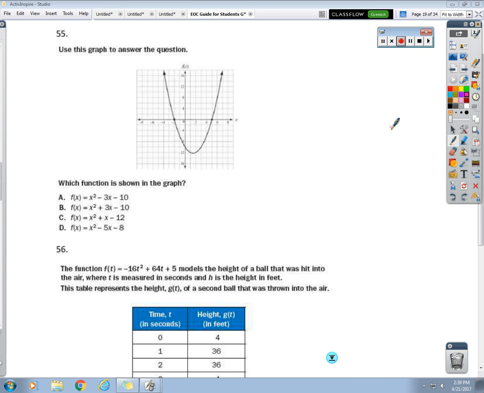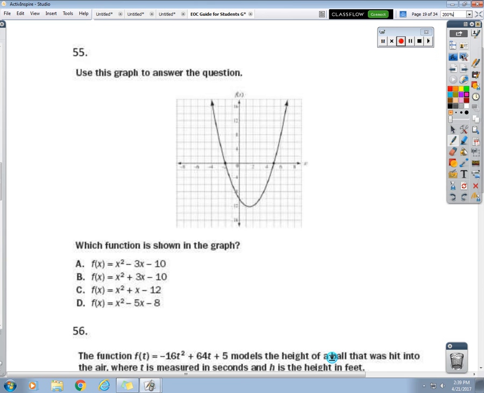Okay, number 55. This is the end of Unit 3 review. Use this graph to answer the question, which function is shown on the graph? So if you see a question like that on your test, what would you maybe think to do first? Okay, graph it. So I would just start with A.